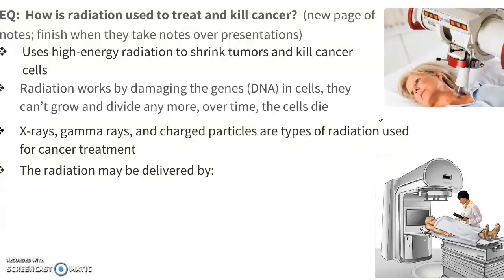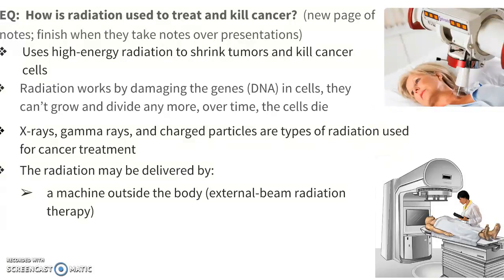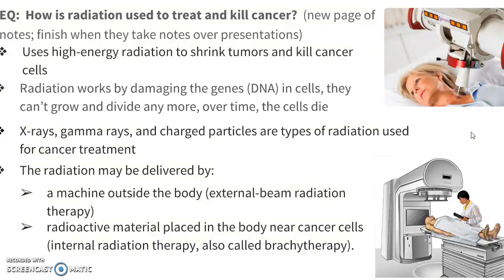The radiation can be delivered by a machine outside the body, so external beam radiation therapy, which is what this is showing you up here. Or it can be done by implanting something. A radioactive material is placed in the body near the cancer cells, so that would be internal radiation therapy, also called brachytherapy.